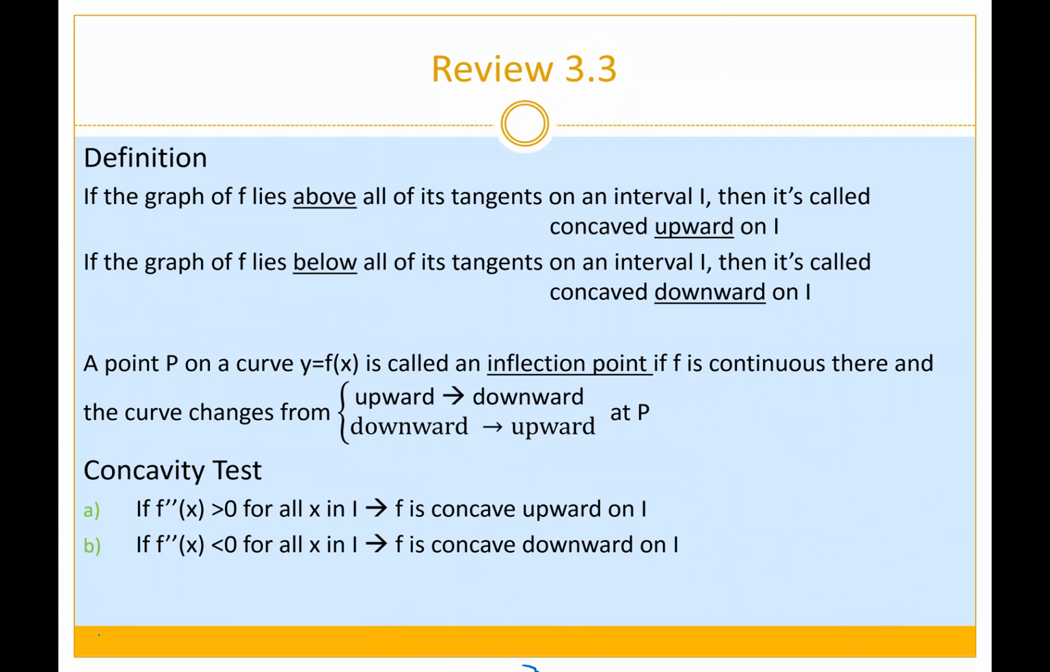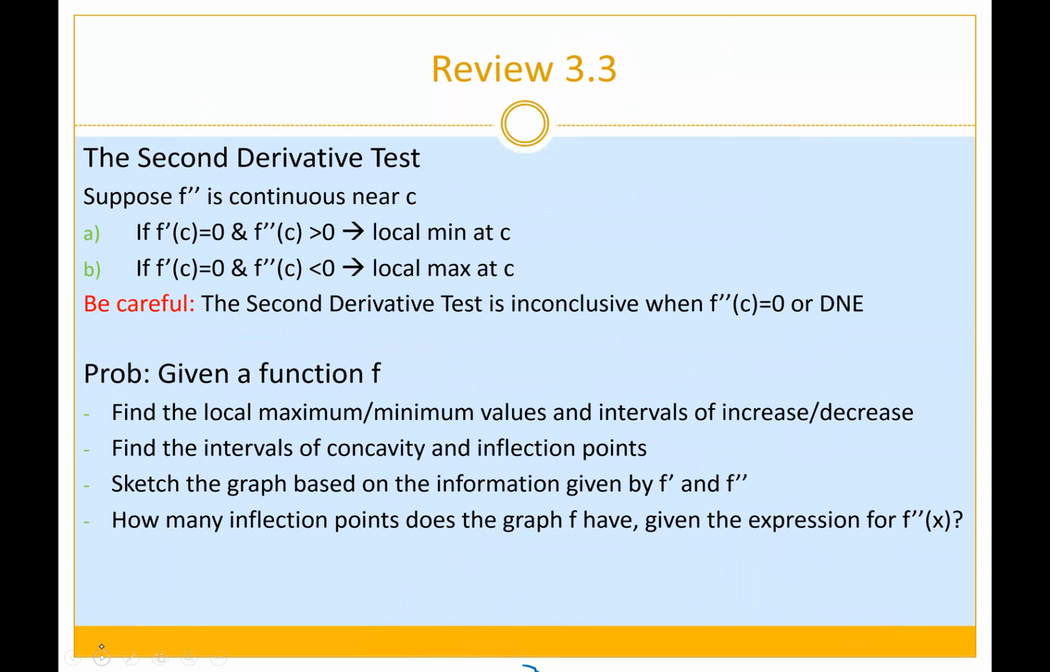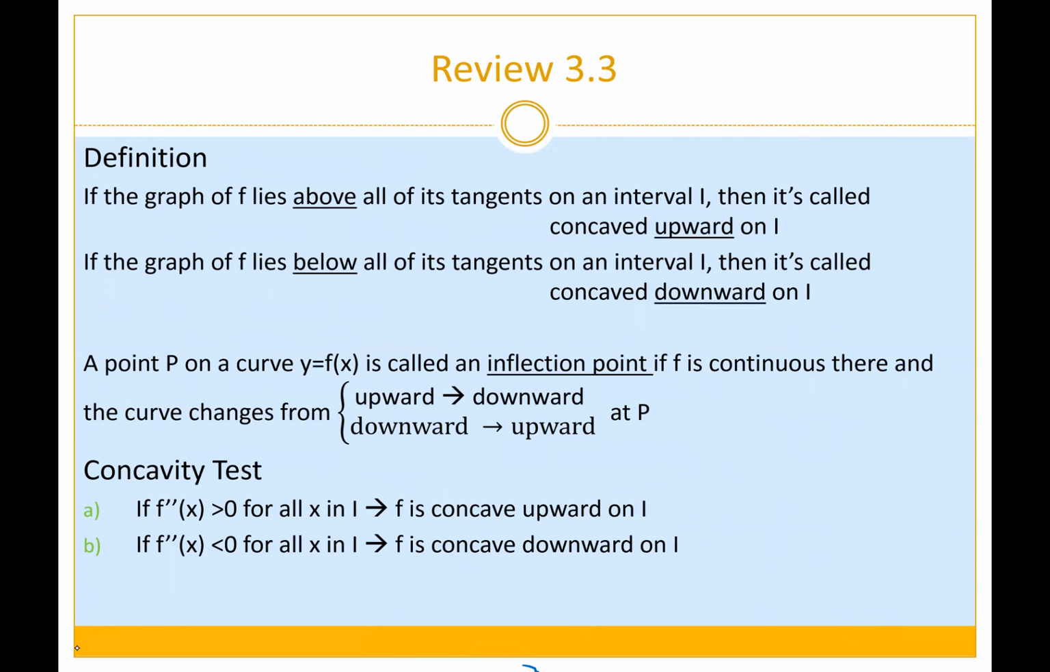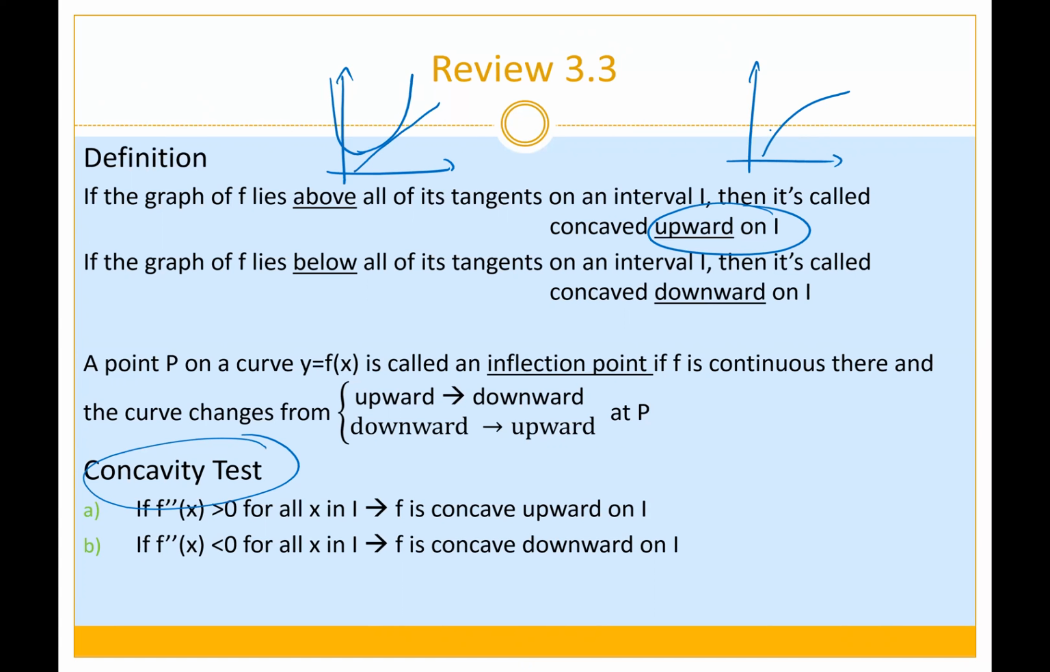Then comes the application of the second derivative, which is when you use it to evaluate concavity. Some definitions to note here: if the graph of f lies above all of its tangents on an interval I, then it's called concave upward. How does it look on the graph? If you have a graph like this and your tangent at the point, and the graph lies above all of its tangents, concave upward is going to look like that. But when it lies below, like here, this is called concave downward.